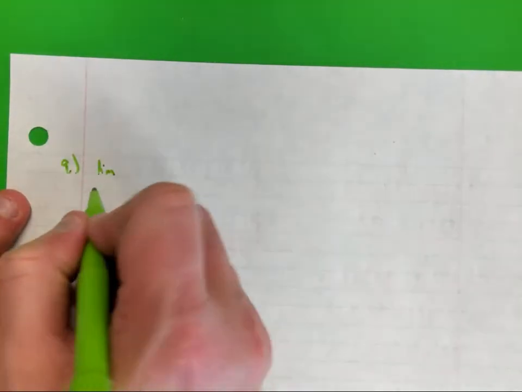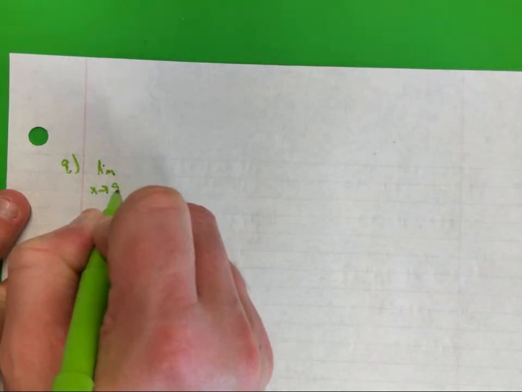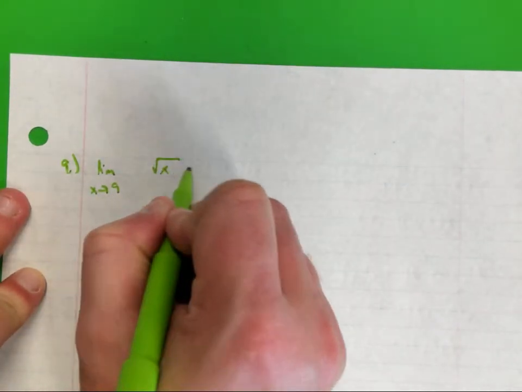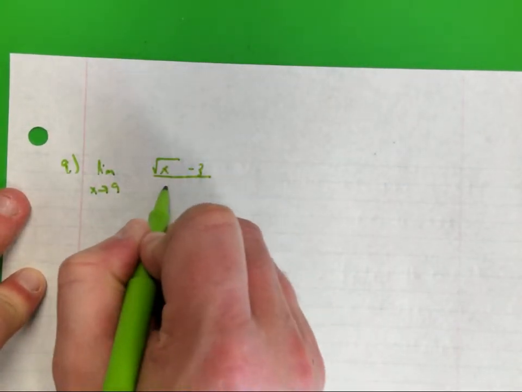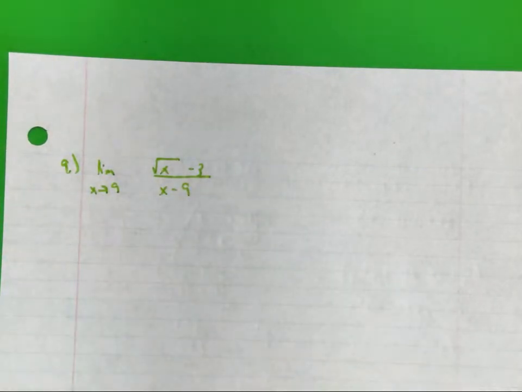Number 9. The limit as x approaches 9 of square root of x minus 3 over x minus 9. I take 9 and plug it in. I get what in the denominator? 0. Can I factor? No. So this is not removable. Is this jump or infinite? That means there's an asymptote of some sort up here at x equals 9.